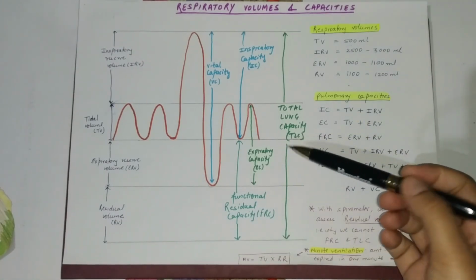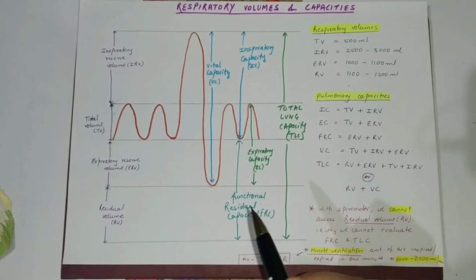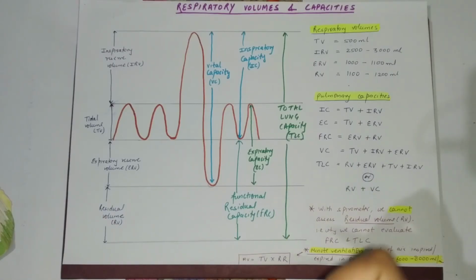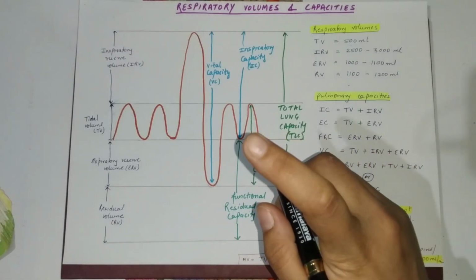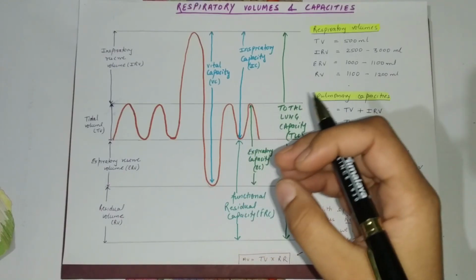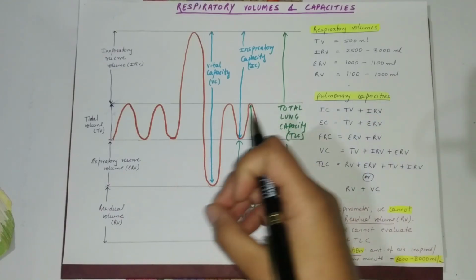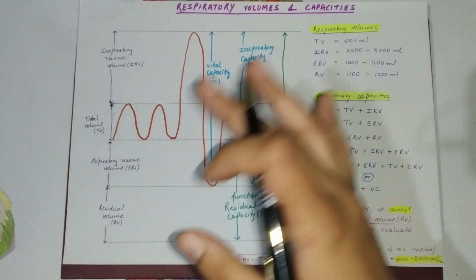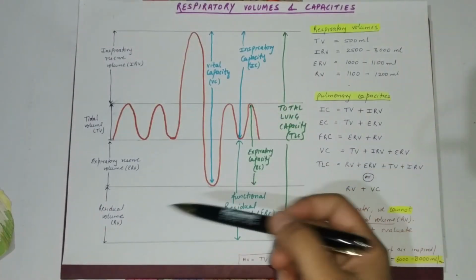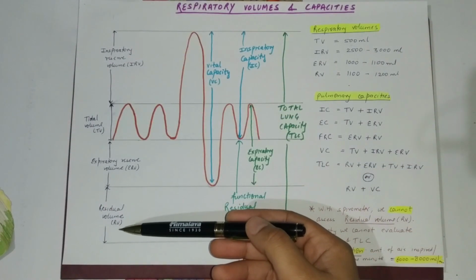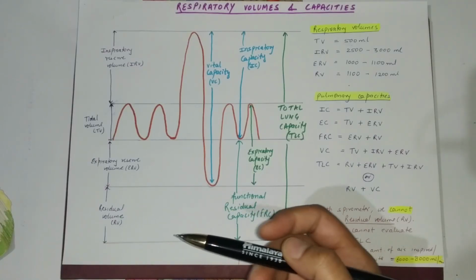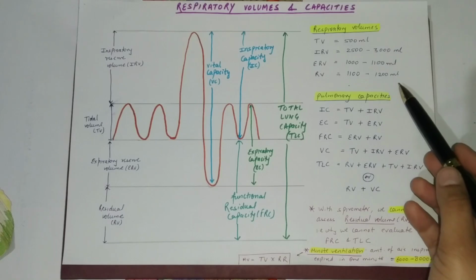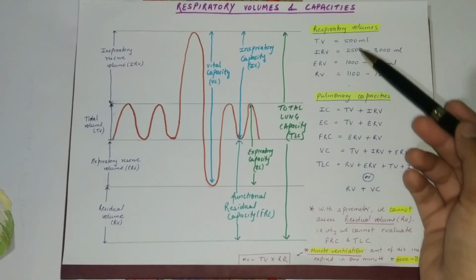The last volume is the residual volume. As the name itself says, it is the residual volume, that is the air which cannot be removed from the lung by any means. So you can use any force, you cannot expel this air. So it is the volume of air which cannot be removed after a forcible expiration. It is on an average 1100 to 1200 ml. We are done with the 4 volumes.